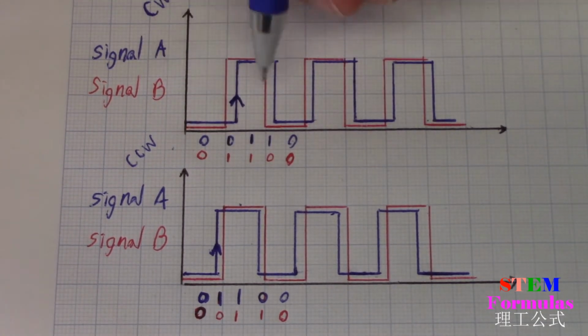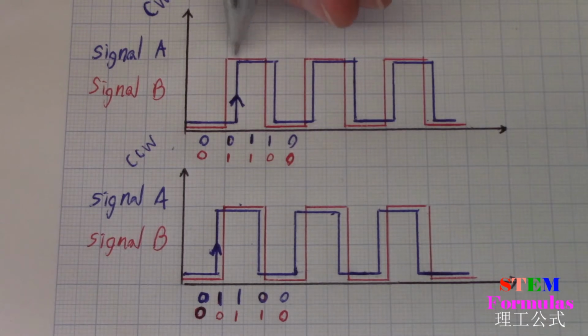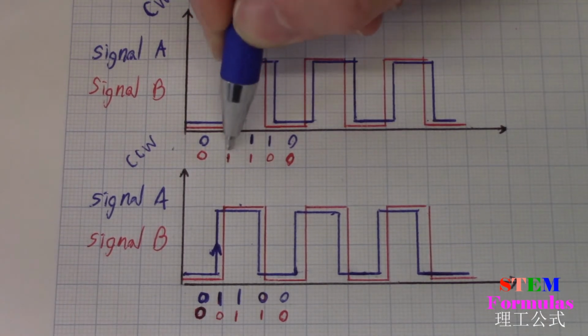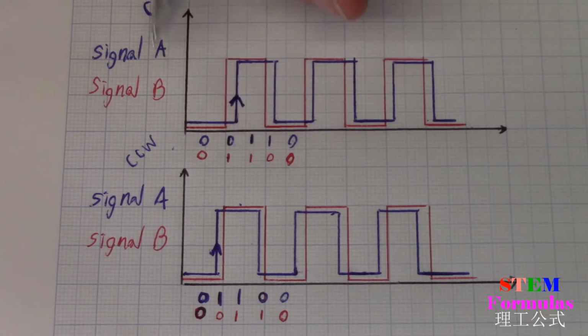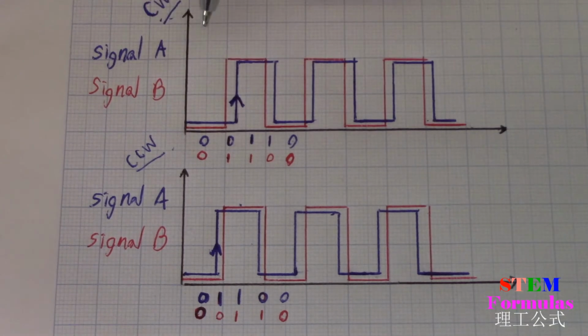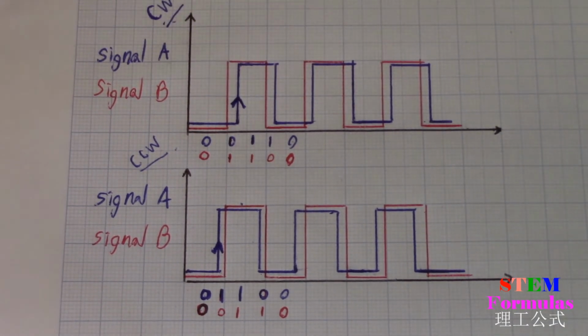So let's say you turn it clockwise, right? And signal B already went high. Well, then it reads that signal B is already high here while it's going up. And it will know that it's going clockwise. And with this information, we could increment or decrement our position. So that's how we're going to be able to get feedback on our position from the motor.